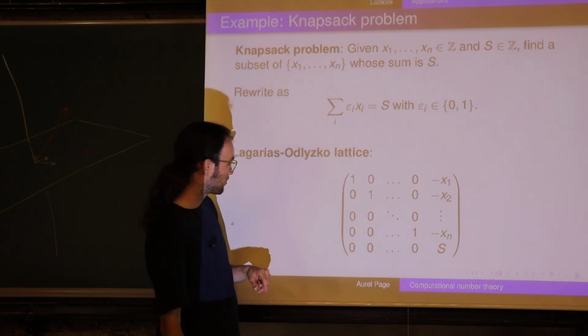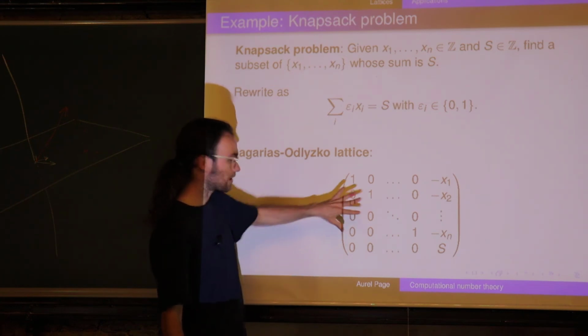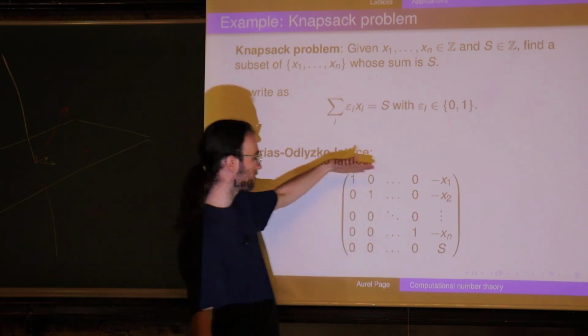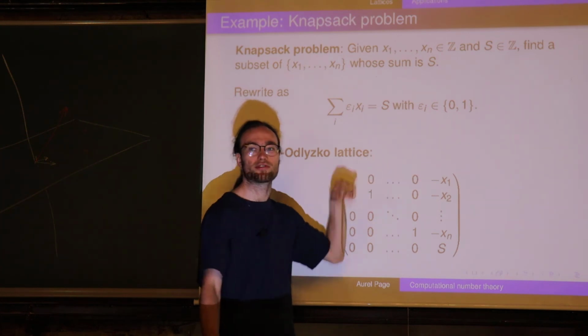Did I take the transpose of what I wanted? I think I wanted the transpose of that. Okay, I'm giving the lattice in rows instead of columns. Okay.